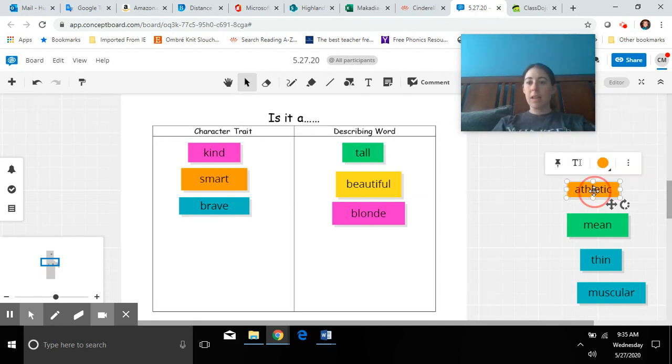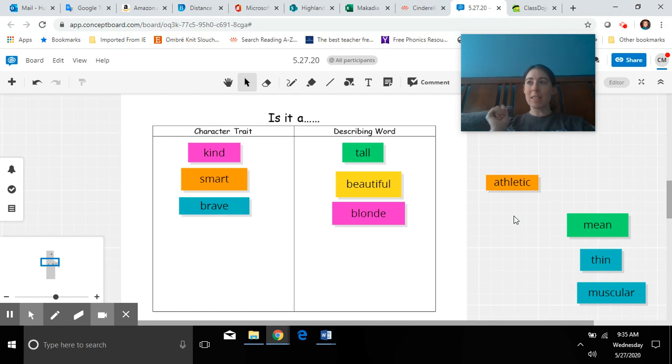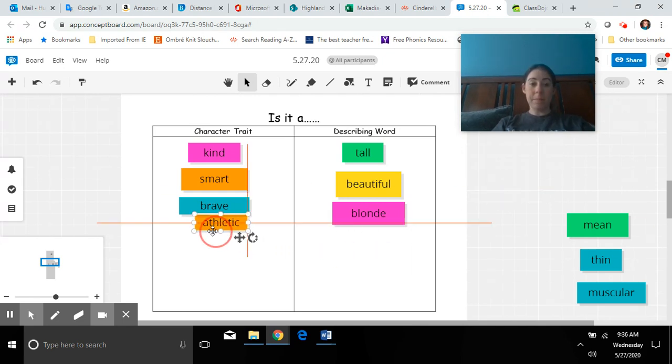The next one, athletic. Could I look at a stranger on the sidewalk and say they are athletic? Probably not. I don't know if they are good at sports just by looking at them standing there. So it must be a character trait. Okay, it tells something about them. Mean.